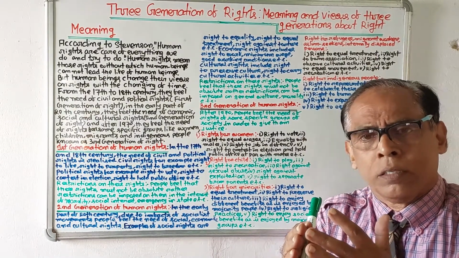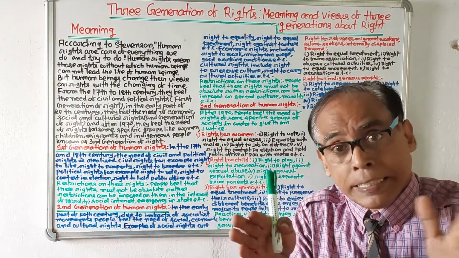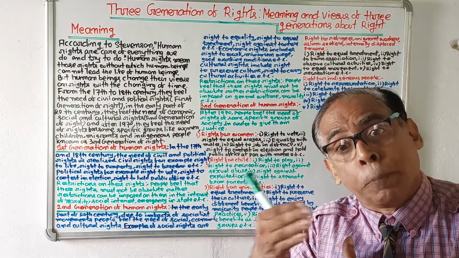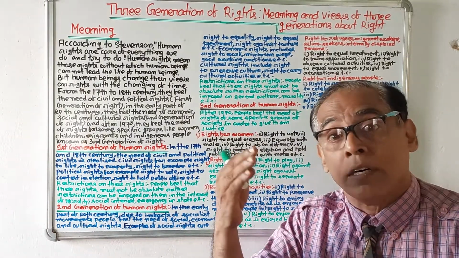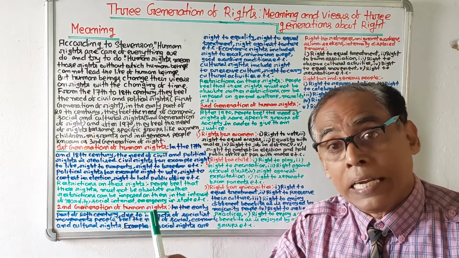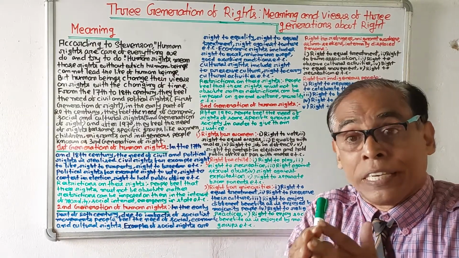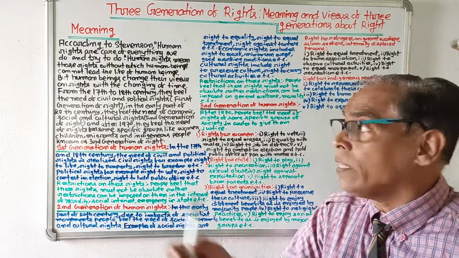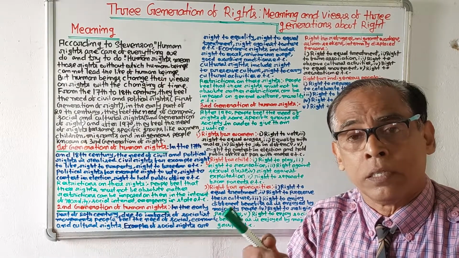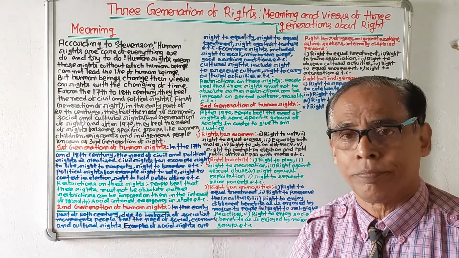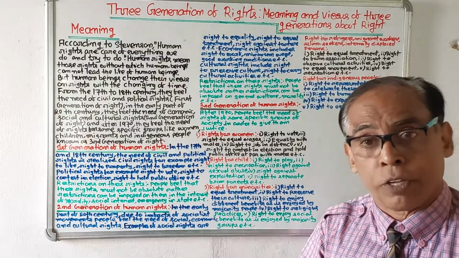And three generations of rights means, as the world is changing, ideas of people are also changing. So what ideas they have about rights, these ideas of people about rights are also changing. In the 17th to 18th century, people had a different type of ideas on rights. It is known as the first generation of views about human rights.